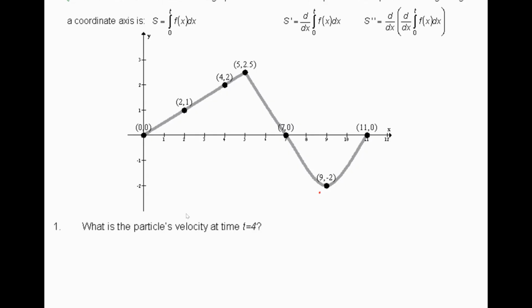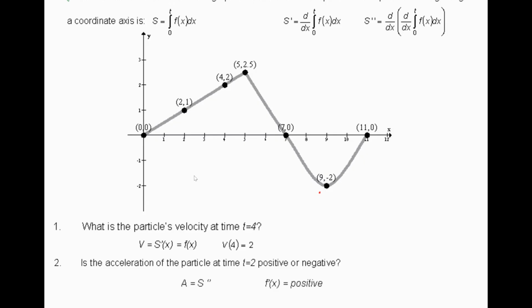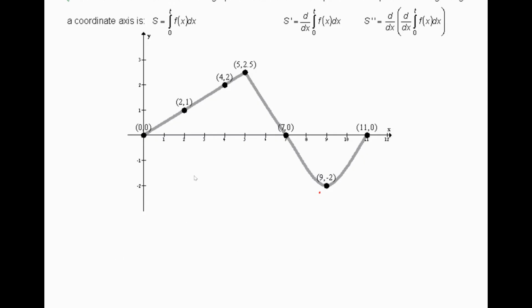So let's get started. What is the particle's velocity at time t equals 4? I'm looking at velocity, and my velocity is going to be 2, because this is a velocity graph. So there we go. Next up, is the acceleration of the particle at time t equals 2 going to be positive or negative? Well, the acceleration is the slope of the velocity. It's positive there, so I'm going to say it's going to be positive. And let's see what else.